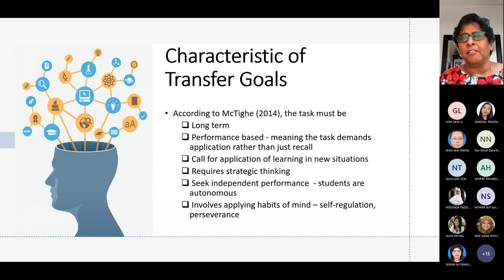Now everybody's looking at characteristics of transfer goals. Can someone say yes? Yes, right. Good. So if you want students to be able to transfer their knowledge or their skills into new situations, you must have tasks which are long-term. Students must be able to apply their knowledge into a new context. It requires strategic thinking, that means not just thinking laterally, but in a network of thoughts and ideas. You need to make sure that students are independent. Students are given choice when they are doing the task, but with enough support.